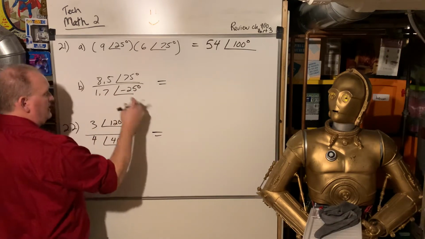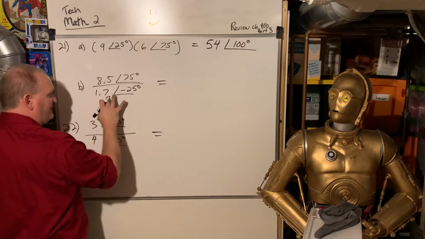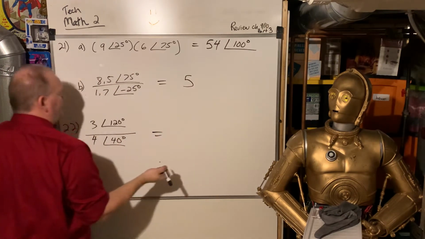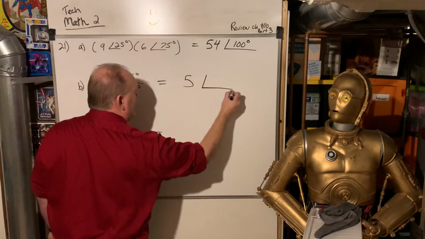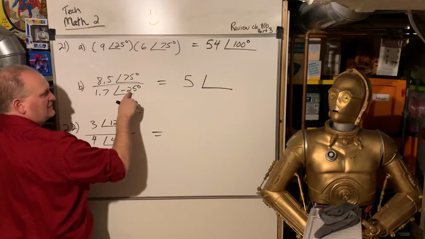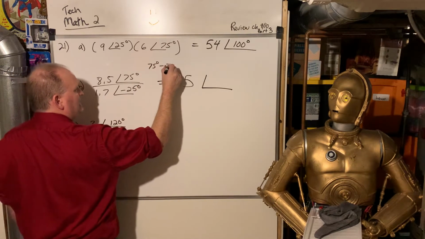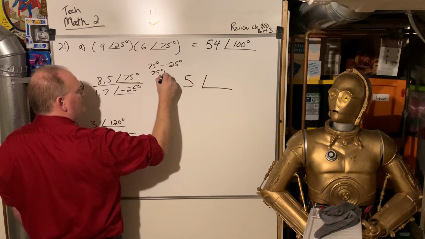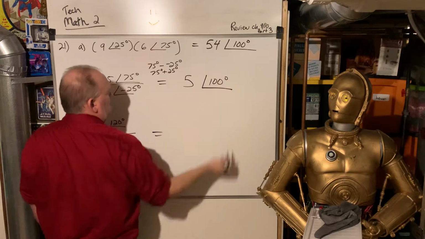With division, you take the r's and divide them. So you pop in 8.5 divided by 1.7. That happens to be a whole number. That's 5. That works out exact. And then to find the angle, you subtract the angle. Now this is a little tricky because it's a negative on the bottom, but it would be 75 degrees minus negative 25 degrees. So because it's minus a negative, remember that means plus. So that's 100 degrees also.